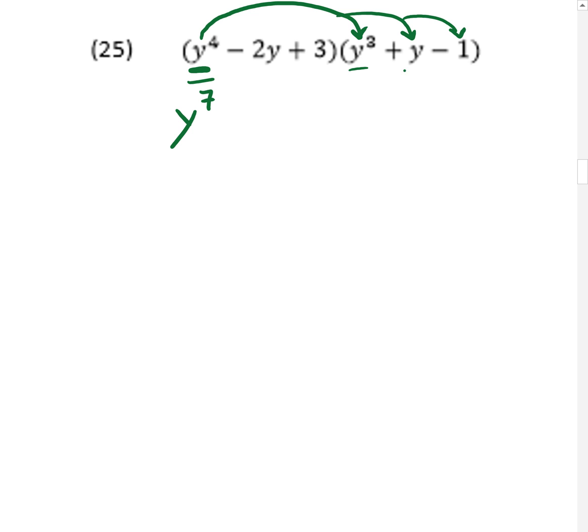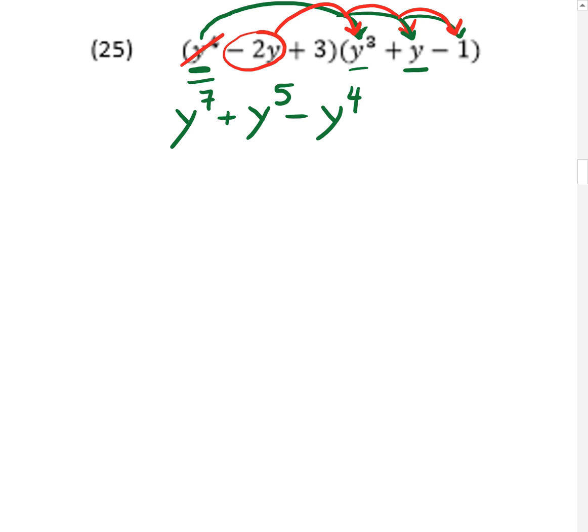And then y to the 4th times y. If I add those powers, 4 plus 1 is 5, so y to the 5th. And then y to the 4th times negative 1 will be negative y to the 4th. All right, now I'm going to move on to the next term. That guy's done for. Now think of this next term as negative 2y times the first term in the second polynomial, times the second term, times the third term.